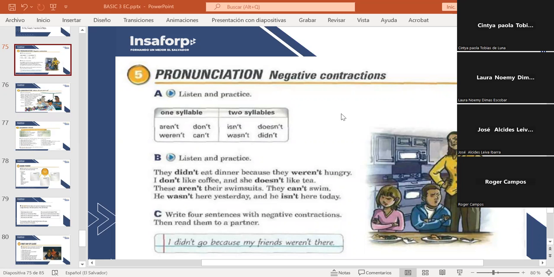You're going to write three sentences, not five. Ahí dice five. You're going to write four. Three sentences with negative contractions, okay? Aquí hay un ejemplo. I didn't go because my friends weren't there. That's an example. Now I want you to write three sentences, okay, on your notebooks. I'm going to give you 3 minutes to do it.